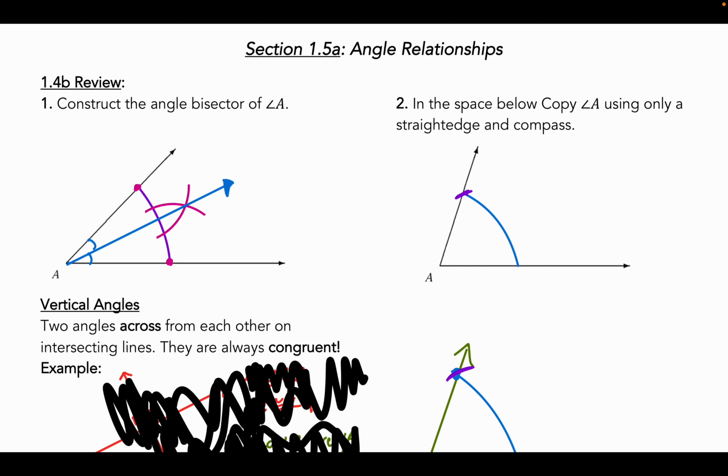This is section 1.5a, angle relationships. So first off, we have a little review of the last section. Construct an angle bisector of angle A.